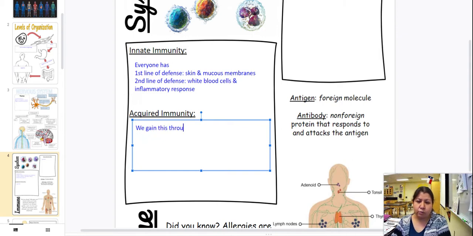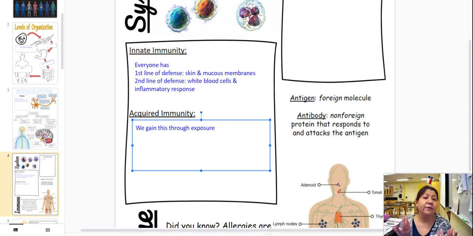We gain this through exposure, either exposure to pathogens or exposure to the antibodies. I have two definitions right here: antigen and antibody. An antigen is a foreign molecule. It's the same thing as a pathogen. It could be a virus, a bacteria, a fungi, a parasite. All of those things are antigens. It's something that's not supposed to be in our body. Our antibodies are what our body produces to attack that antigen.